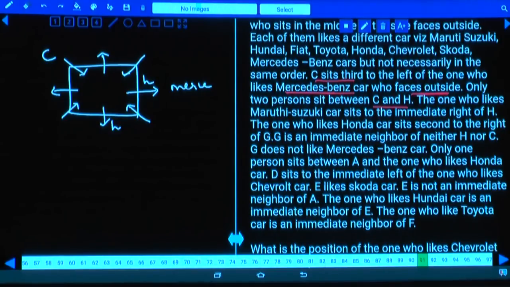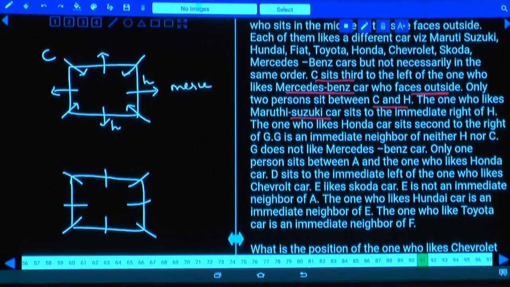The one who likes Maruti Suzuki car sits to the immediate right of H. Can we take the second possibility in this one? Now in the second possibility, 1, 2, 3, 4, 5, 6, 7, 8. The persons who are at the corners are facing the center, and the centers are facing away from the center. This is the person who likes Mercedes, and this is C. If this is C, H can be at this place, or at this place. So we have 2 possibilities, and we have taken these 2 possibilities simultaneously. Hence H will be at this place.